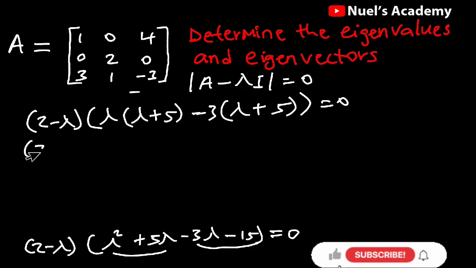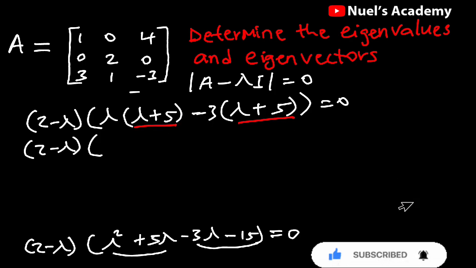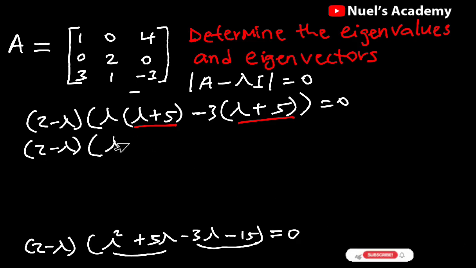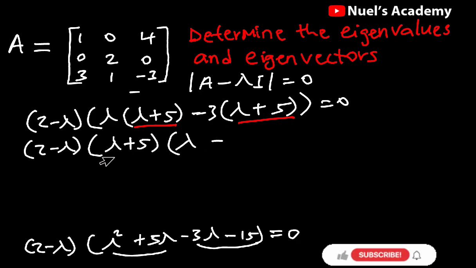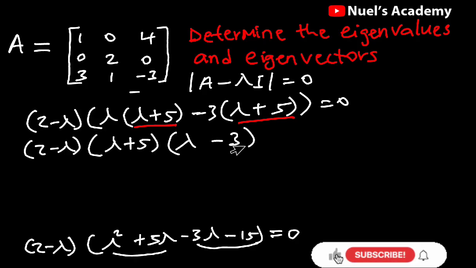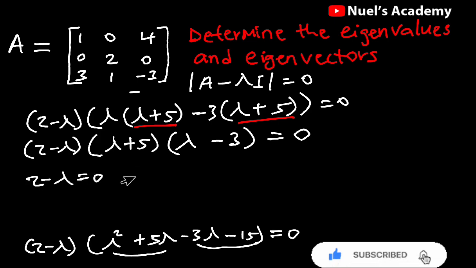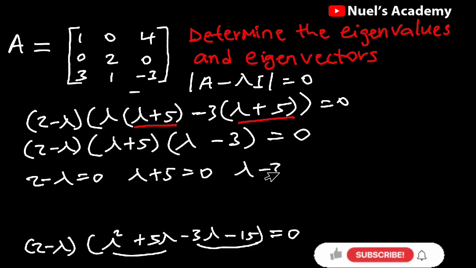So we have 2 minus lambda multiplied by, we have a common term here, and that is lambda plus 5 and lambda plus 5. So let's factor it out. We have lambda plus 5 multiplied by lambda, since lambda plus 5 divided by lambda plus 5 leaves lambda here. Then minus 3 multiplied by lambda plus 5 divided by lambda plus 5 leaves minus 3. Then this is equal to 0. So we have that 2 minus lambda is equal to 0, or lambda plus 5 is equal to 0, or lambda minus 3 is equal to 0.